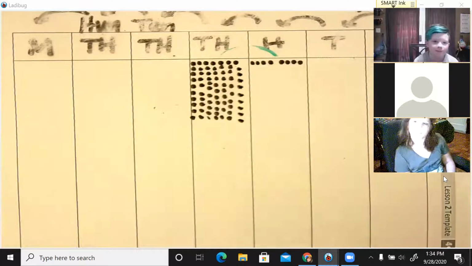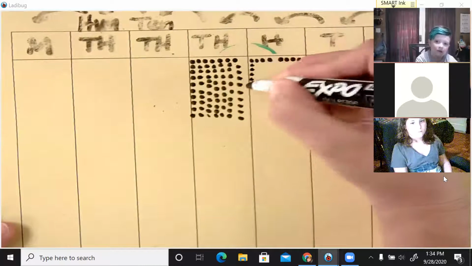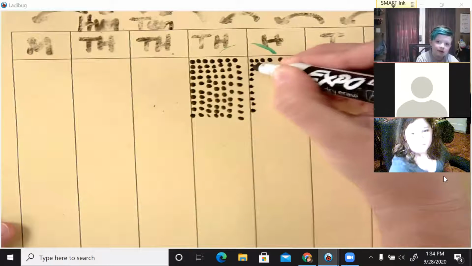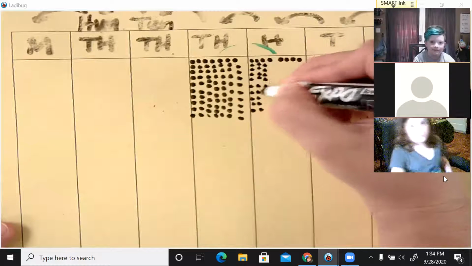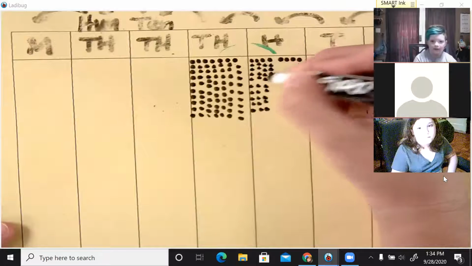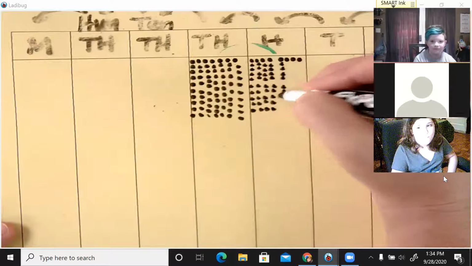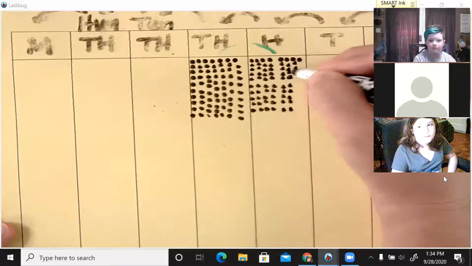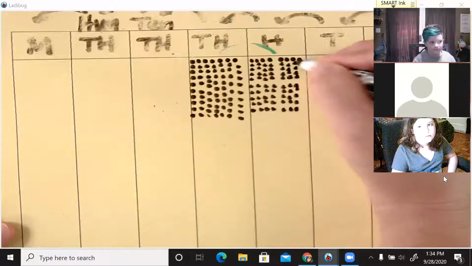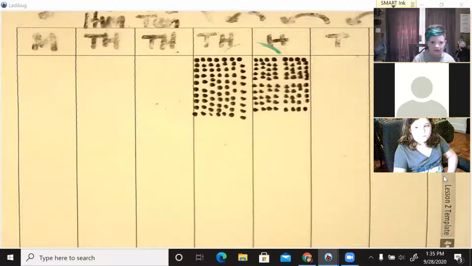Now I'm going to multiply by 10 in my hundreds. So I'm going to take my first 100, my second, my third, my fourth, my fifth, sixth, seventh, and eighth. Oh boy, it's a lot of dots. Now I need to do some bundling.